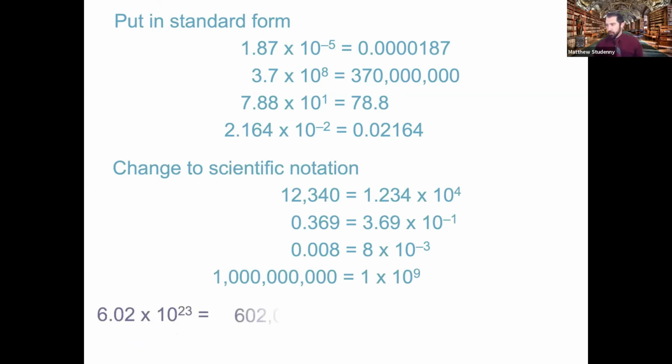This is a really important number in chemistry. It's called Avogadro's number. It's a huge number. We'll talk about it, but you do not want to have to put that number in your calculator every time you use it. You'll be using it a ton.